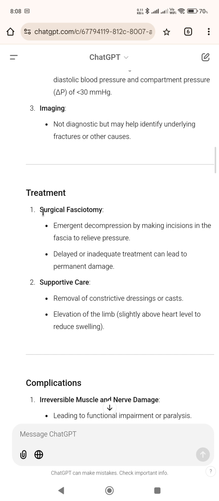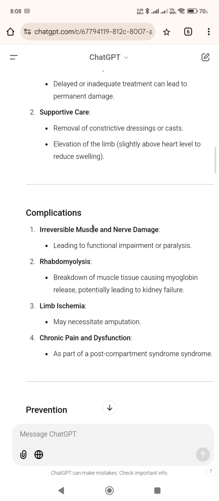Treatment. 1. Surgical fasciotomy. Emergent decompression by making incisions in the fascia to relieve pressure. Delayed or inadequate treatment can lead to permanent damage. 2. Supportive care. Removal of constrictive dressings or casts. Elevation of the limb slightly above heart level to reduce swelling.